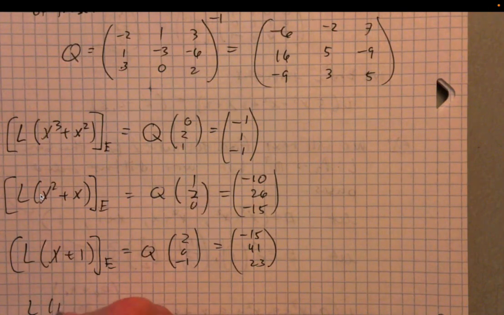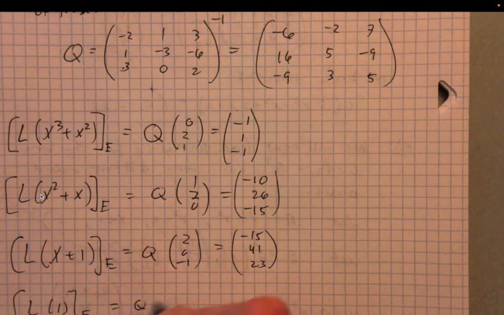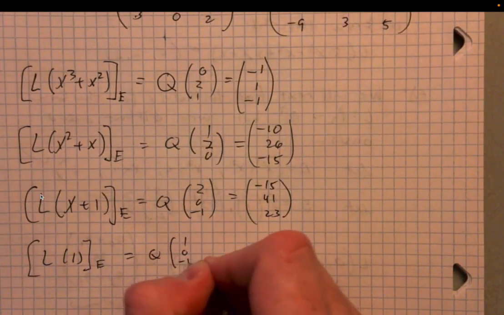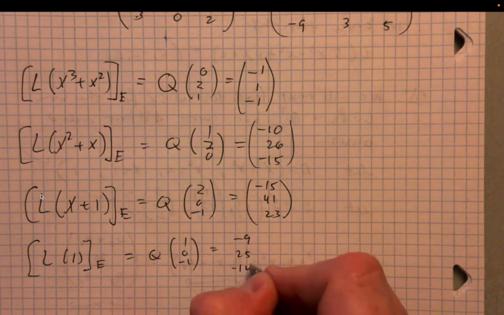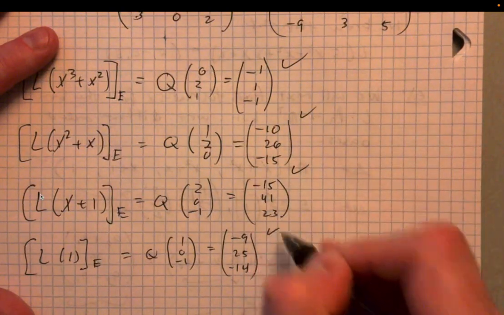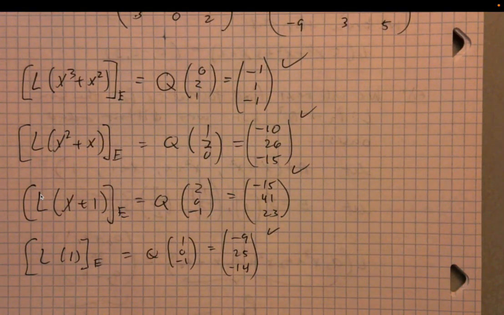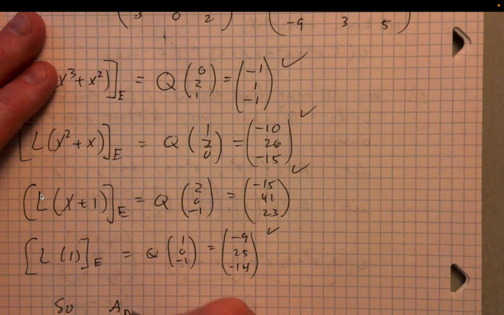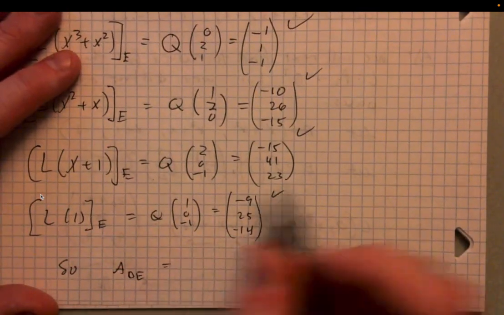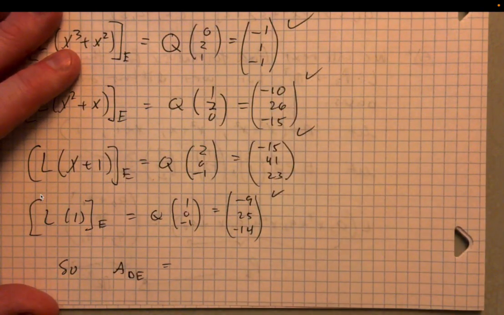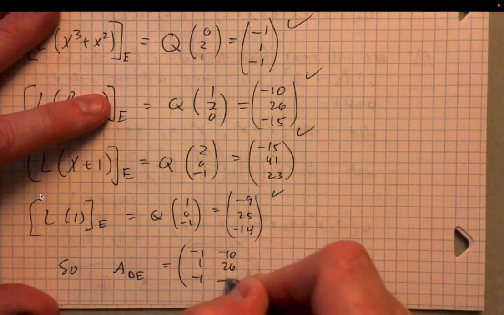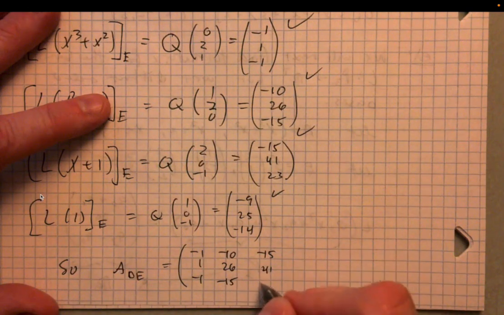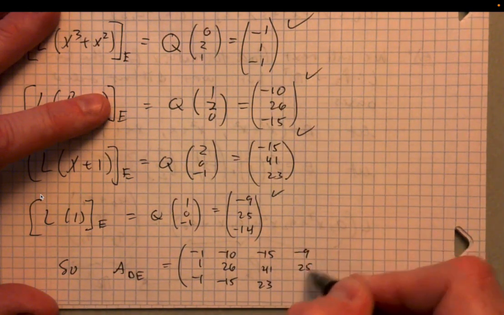And finally, L of 1 coordinatized in E is Q times 1, 0, negative 1, which is negative 9, 25, and negative 14. Okay, so these 4 here are the columns of our matrix of the linear transformation, A sub DE. So A sub DE is just going to be equal to this, and this column bind. Negative 1, 1, negative 1, negative 10, 26, negative 15, negative 15, 41, 23, and negative 9, 25, negative 14.